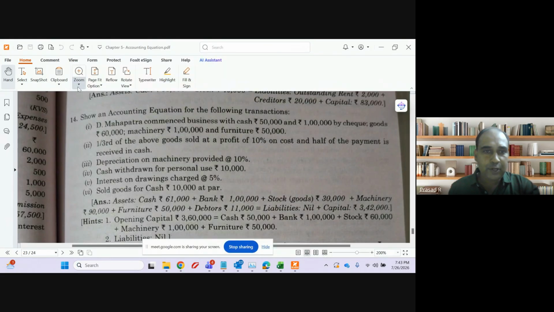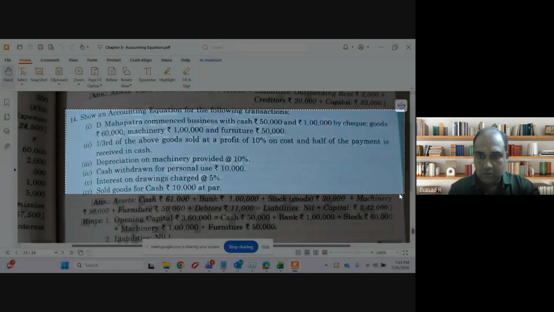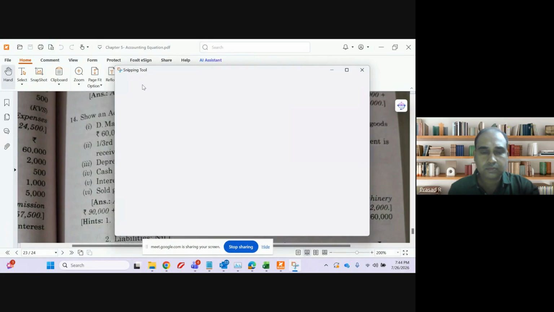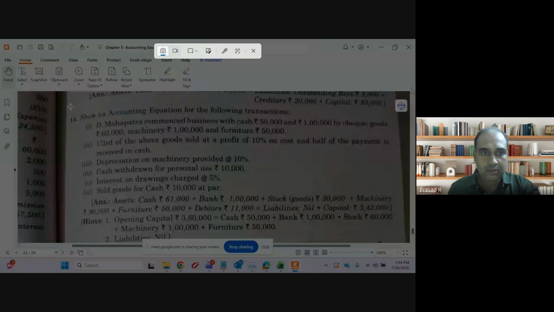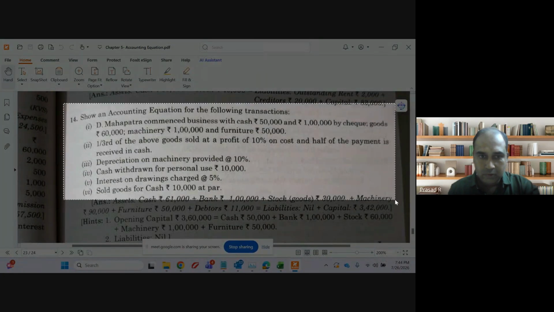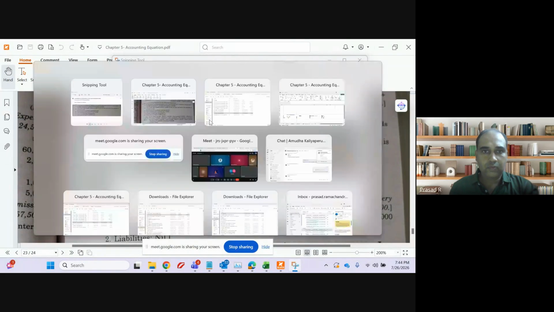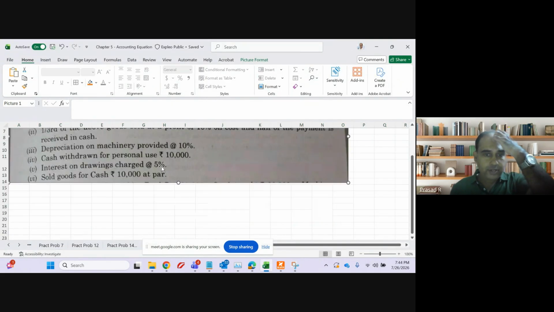Particularly adjustment number 2. Remaining adjustments we have already discussed. My system is very slow today. Practical problem number 14, guys.